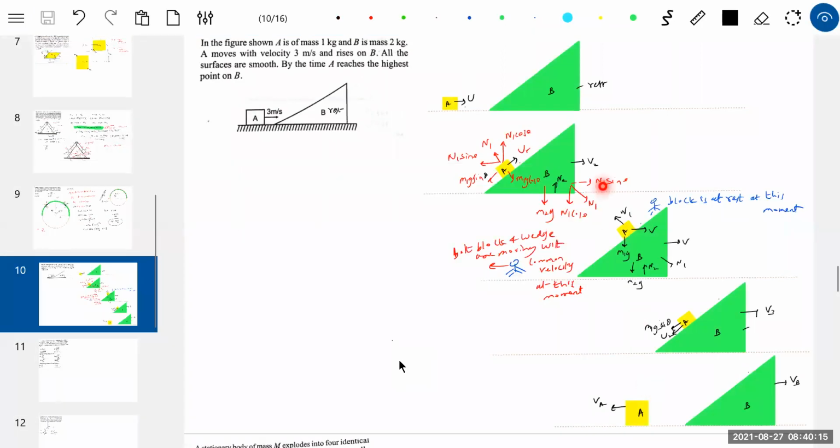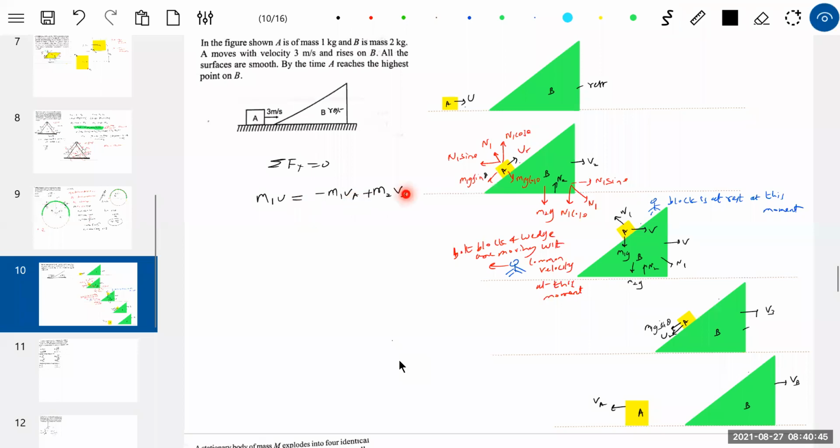Look at all the sequences here: N1 sin theta, N1 sin theta, N1 sin theta, N1 sin theta. Everywhere, the net force on the system along the x-axis is 0. Can we apply conservation of momentum? Yes. M1 U should be equal to minus M1 VA plus M2 VB. Can we calculate? We have all the information.